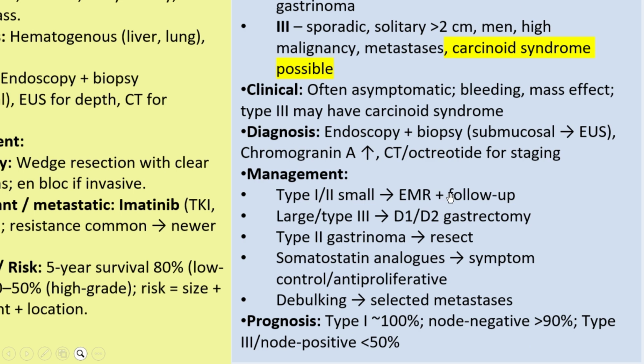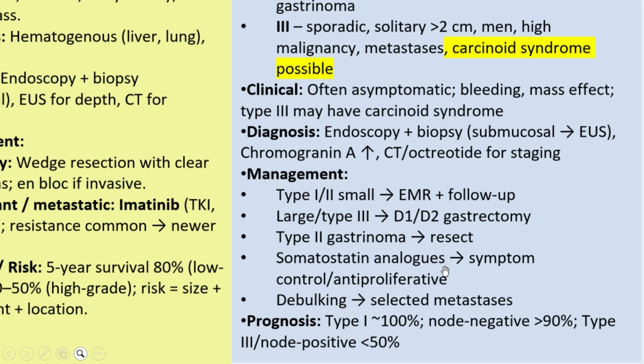For the management, for type 1 and type 2 we can do endoscopic mucosal resection (EMR) plus follow-up. Type 3 is also endoscopic resection, and then we follow up. Then for large type 2, we can do a D1 or D2 gastrectomy depending on the extent because of the high malignant potential. Then for type 2, if there's a gastrinoma, we can resect this gastrinoma.